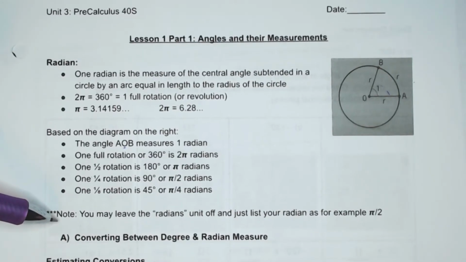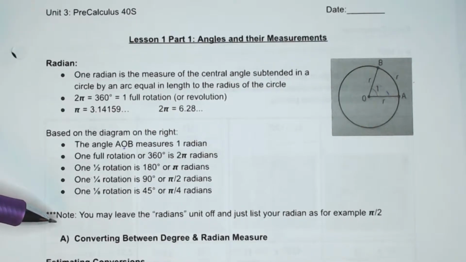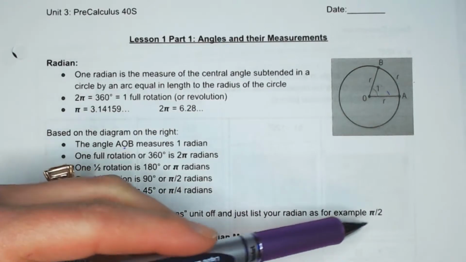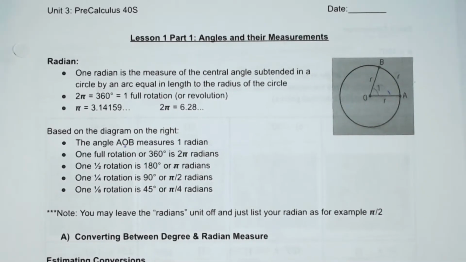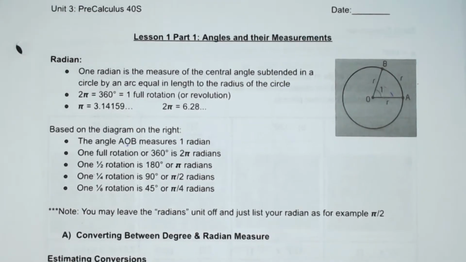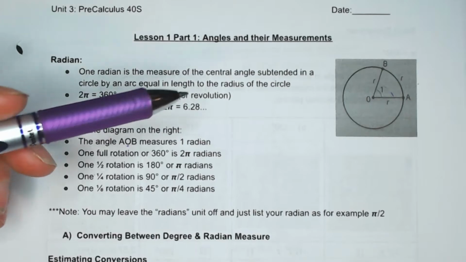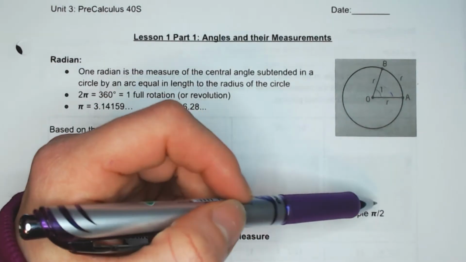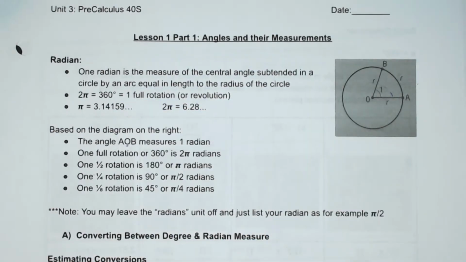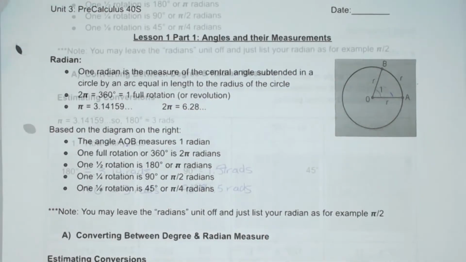Now, just a little note, you may leave off the radians unit and just write, for example, pi over 2. That's an acceptable and exact answer. So when you get questions throughout this unit that say give an exact answer, you don't necessarily need to convert it to a decimal or anything like that. Pi over whatever you're given is a reasonable answer.